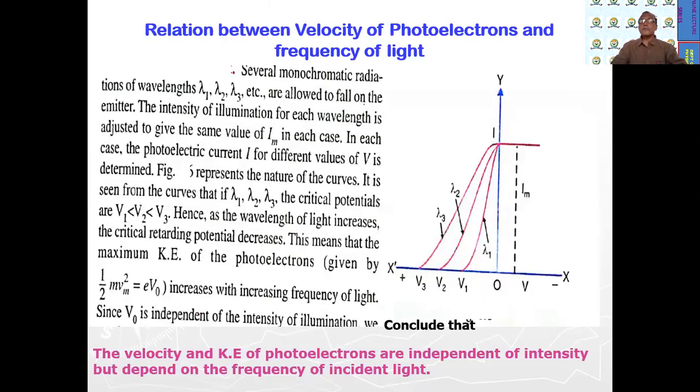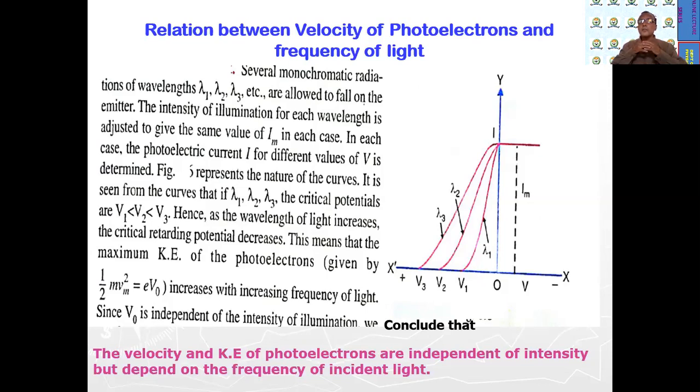Now the second relation we will see is between the velocity of the photoelectrons and the frequency of the light incident on it. This time the same experiment is slightly changed. Instead of changing the intensity as x1, x2, x3 and so on, we are now changing the wavelength of the incident light. First, we will send light of wavelength lambda1 on the cathode, then light of wavelength lambda2, and then monochromatic light of wavelength lambda3 in the same way.